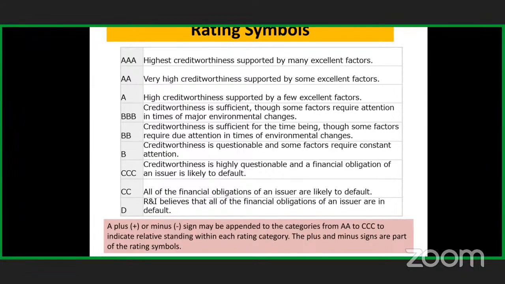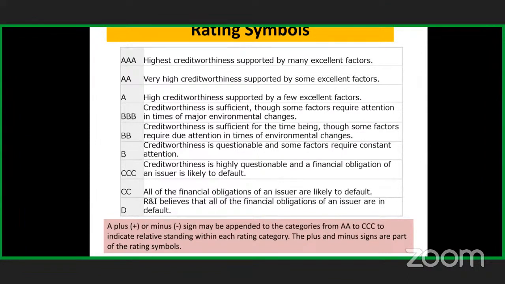Then comes double C, where all the financial obligations of the issuer are likely to default. Then D, where the rating agency believes that all of the financial obligations of an issuer are in default.